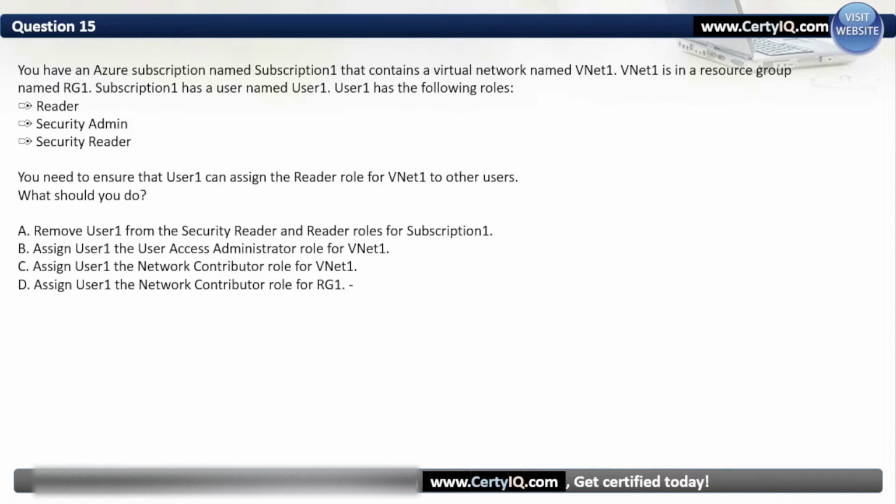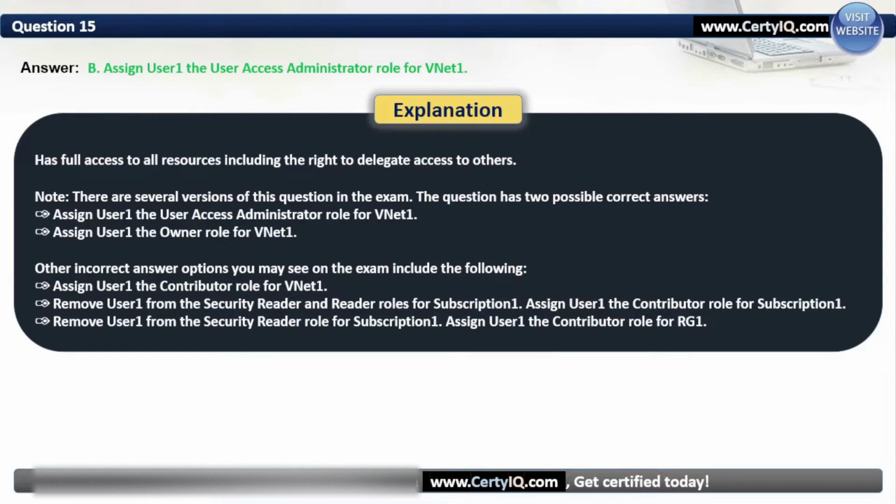The correct option is B. Assign User1 the User Access Administrator role for VNet1. Has full access to all resources, including the right to delegate access to others. Note, there are several versions of this question in the exam. The question has two possible correct answers. Assign User1 the User Access Administrator role for VNet1. Assign User1 the Owner role for VNet1.